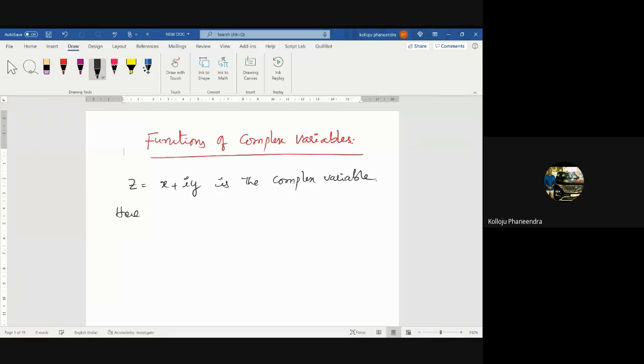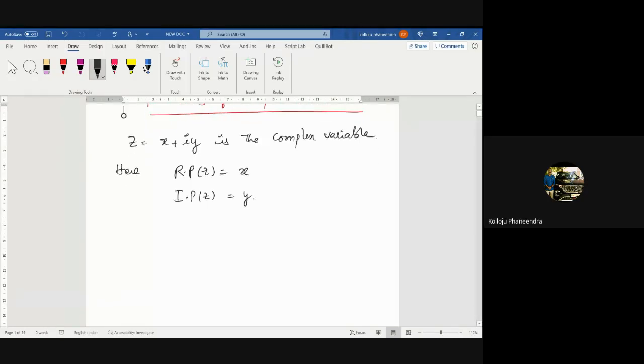Here, what is the real part of z? X. And the imaginary part of z is what? Y. You know this. Okay, basic concepts. Z equal to x plus iy is the complex variable, and the real part is x, the imaginary part is y.